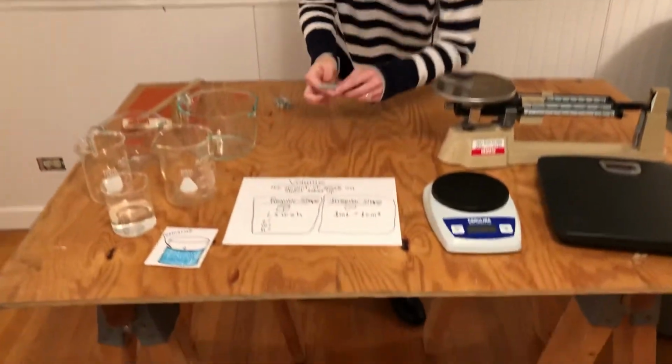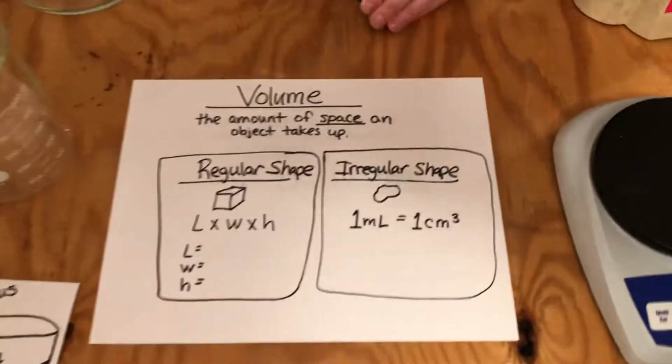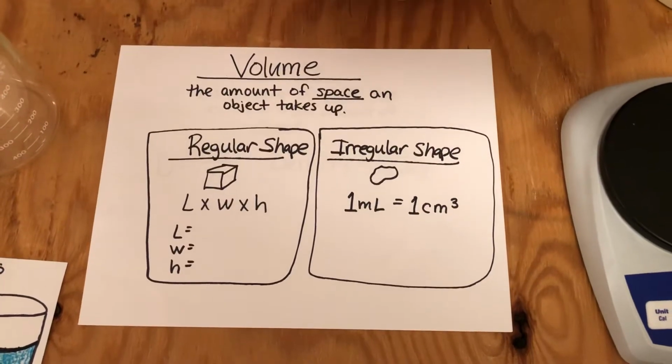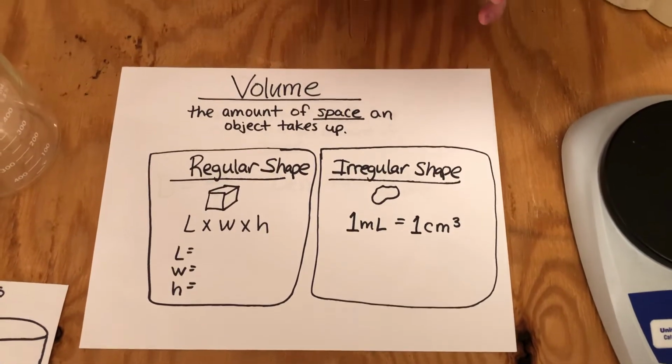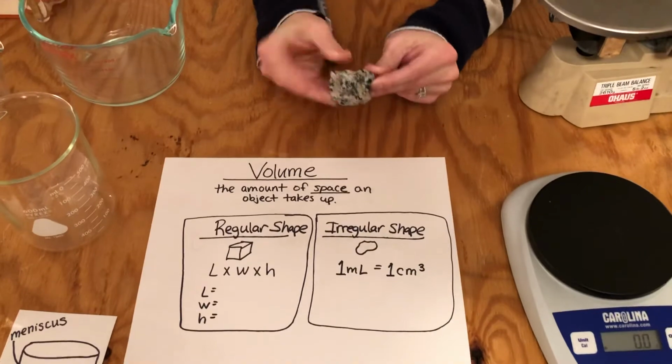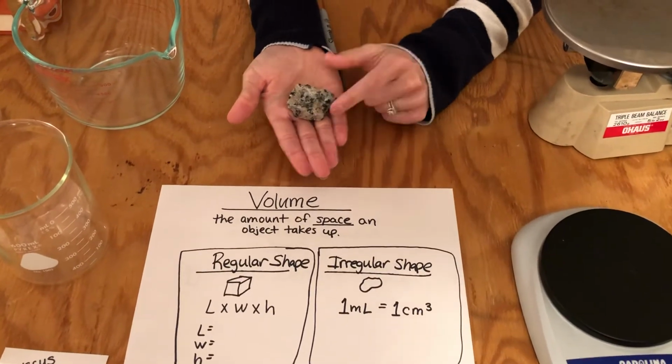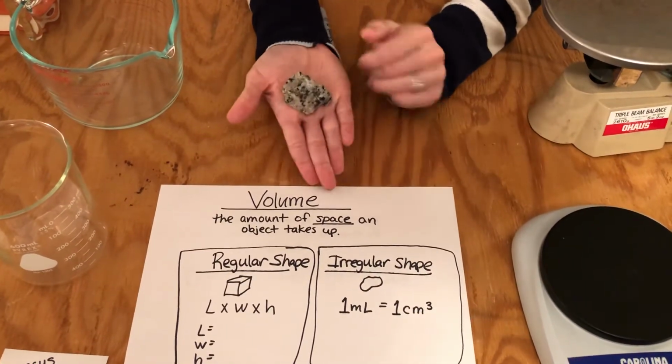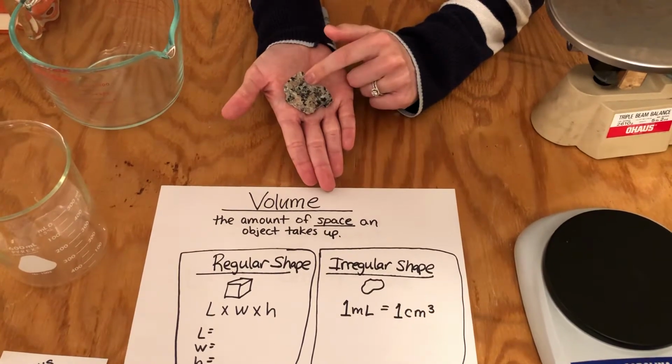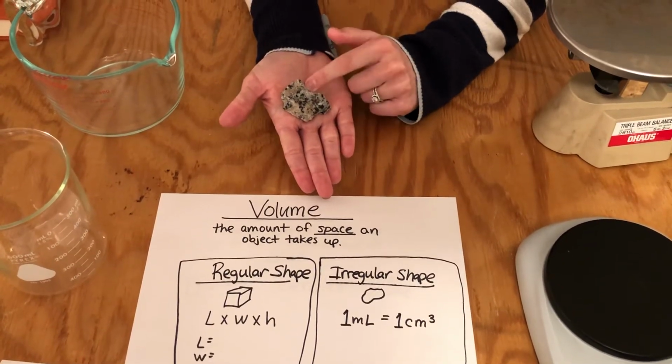Volume is the amount of space that an object takes up. It's no secret to you that every solid takes up a definite amount of space. This piece of granite takes up a certain amount of space in my hand. That space isn't going to suddenly get bigger, it's not going to suddenly get smaller. That's one of the hallmarks of a solid. It has a definite volume.